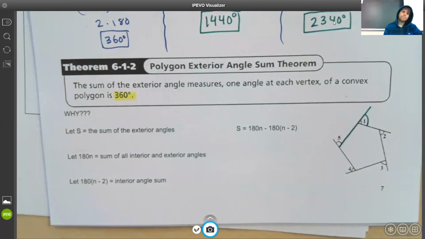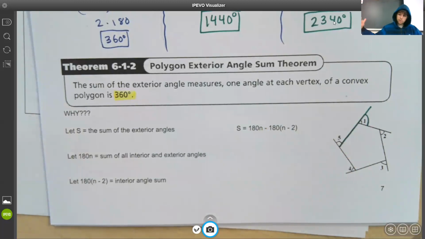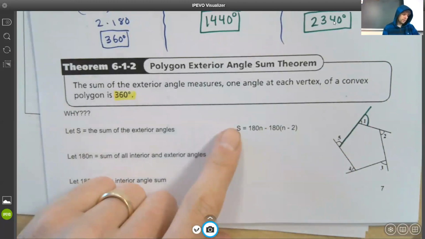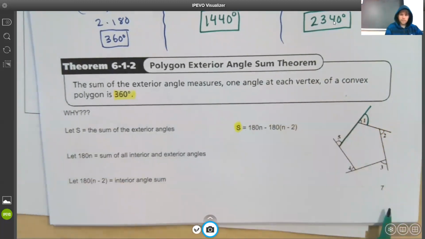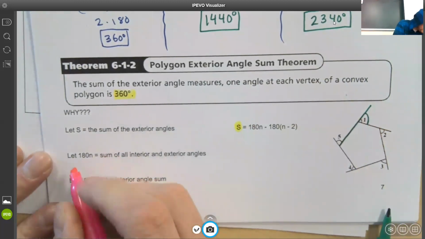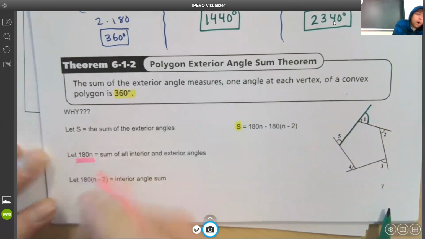But why? Here I have a bit of an algebraic proof, or at least a guide through why this happens. So we're going to let S represent the sum of the exterior angles. Again, we know it's 360, but we're going to try to show that it's 360. So we have S right here, the sum of the exterior angles.